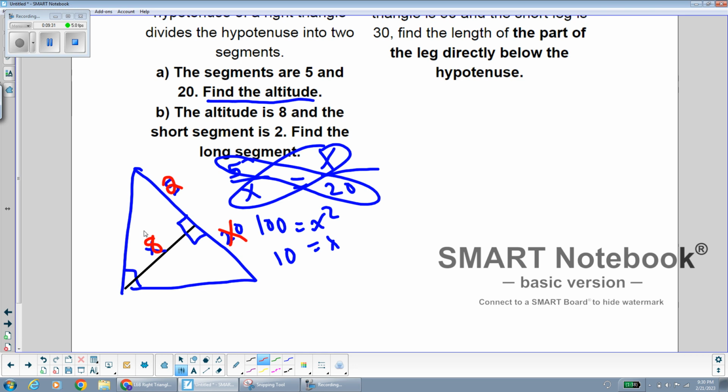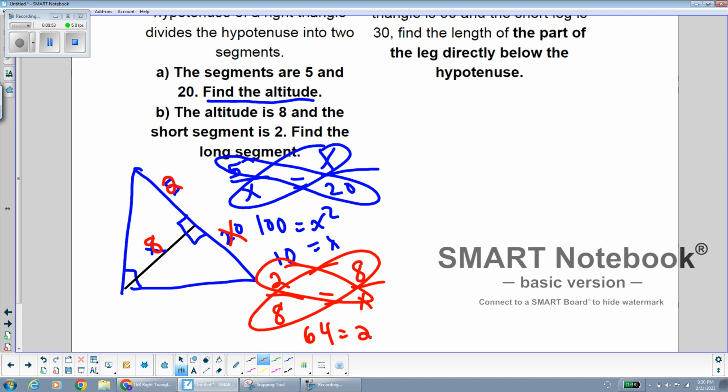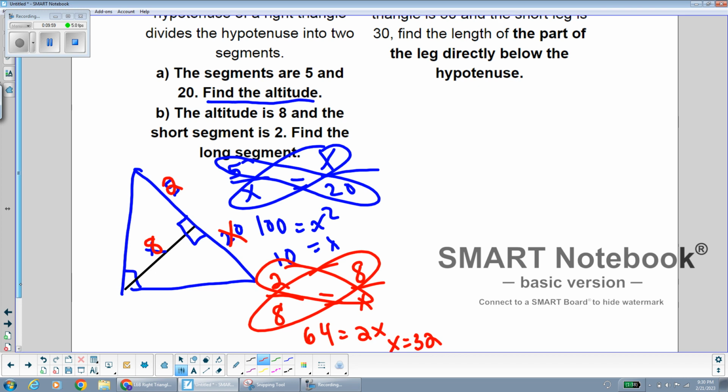So once again, even though I'm not finding the altitude, I have information about the altitude. So that tells me I'm once again going to be using the altitude rule. And the altitude rule says that the altitude, which is 8 here, is the mean proportional between each part of the hypotenuse. So that's 64 is equal to 2x. So x is equal to 32 when we divide both sides by 2.